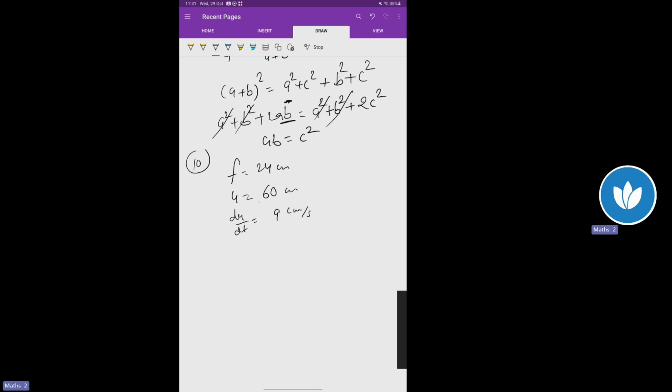So first find v. We have u and F. So this is a mirror, 1 by v plus 1 by u is equal to 1 by F. For a concave mirror, F is negative. So 1 by v is equal to minus 1 by 24 plus 1 by 60.